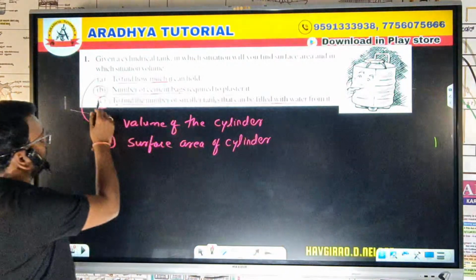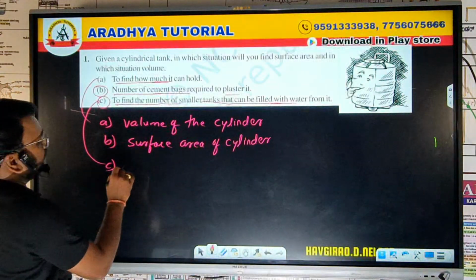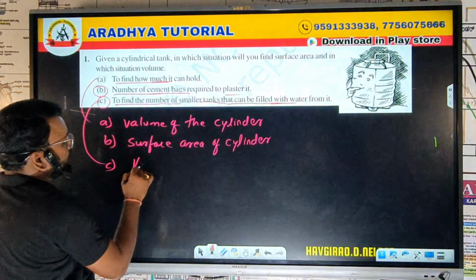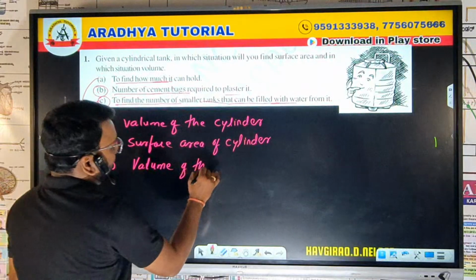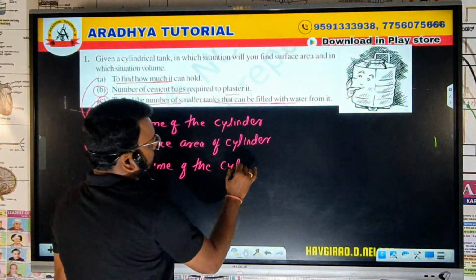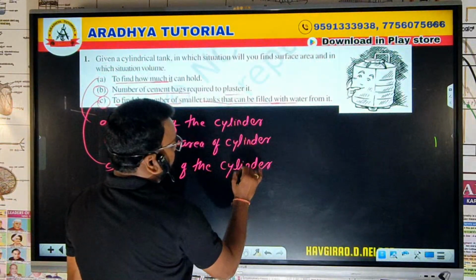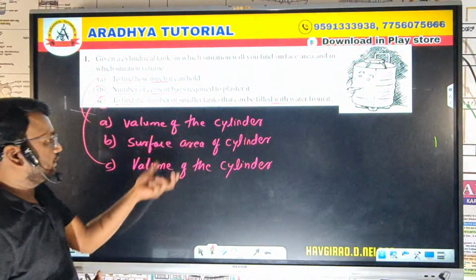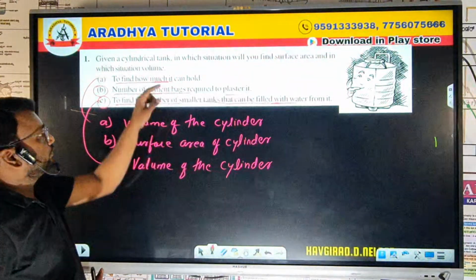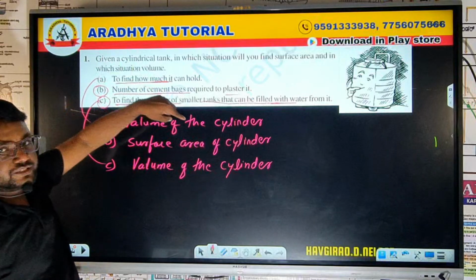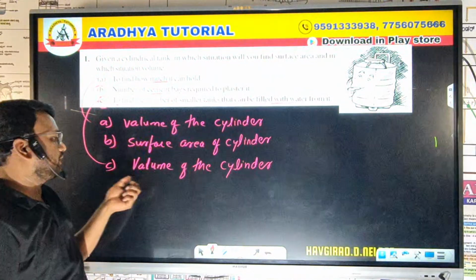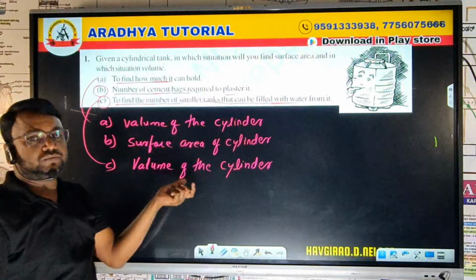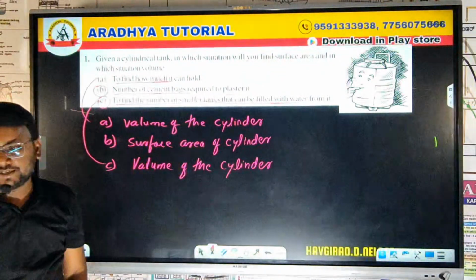That's why the third one, C, answer is volume of the cylinder. Now like this, these 3 answers are there. First one, volume of the cylinder. Second one, surface area of the cylinder, otherwise total surface area of the cylinder. And C is volume of the cylinder. These 3 are the answers.